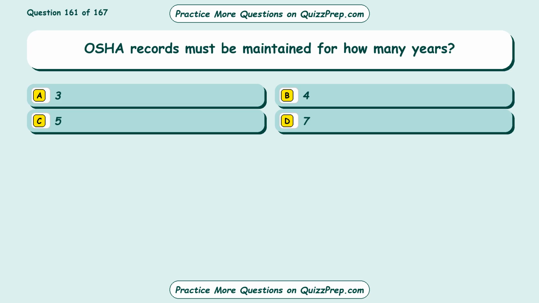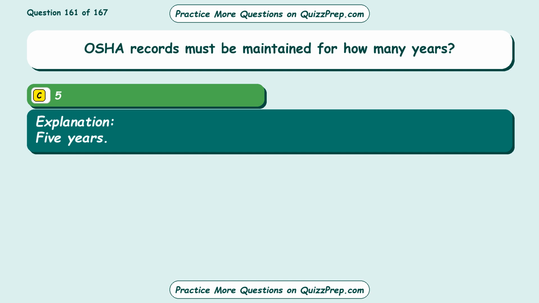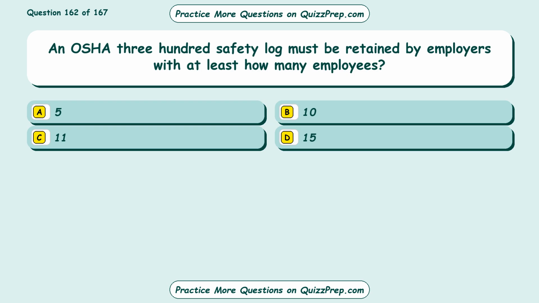Question 161. OSHA records must be maintained for how many years? Option A, 3. Option B, 4. Option C, 5. Option D, 7. The correct answer is option C, 5. 5 years.